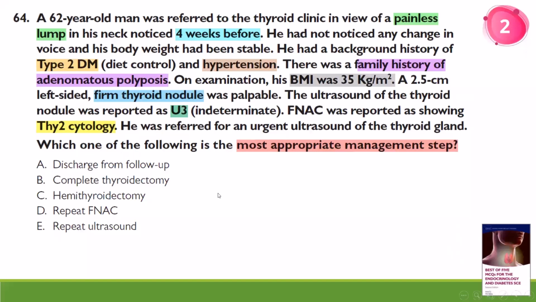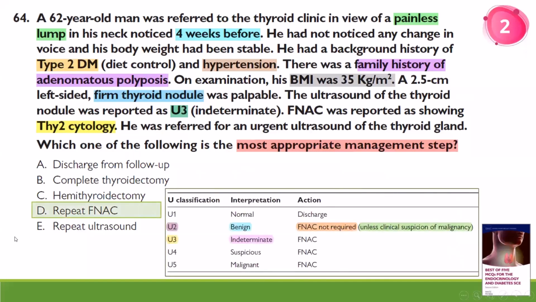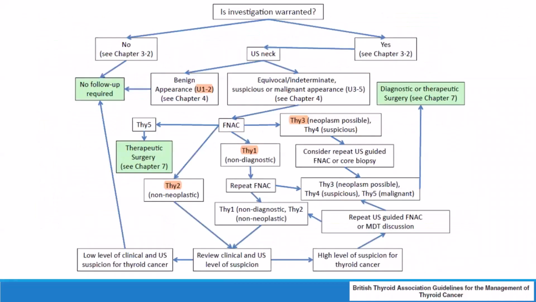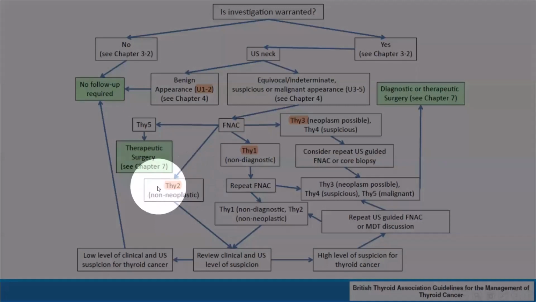Actually, with this patient, I will not repeat fine needle aspiration cytology immediately like Cy1, but we should repeat it after 6 months. So don't forget that U2 we can repeat if there is a risk factor, and also U3 can be repeated if there is a high suspicion of thyroid nodule. And actually this algorithm is very important, and actually this is our patient, Cy2.